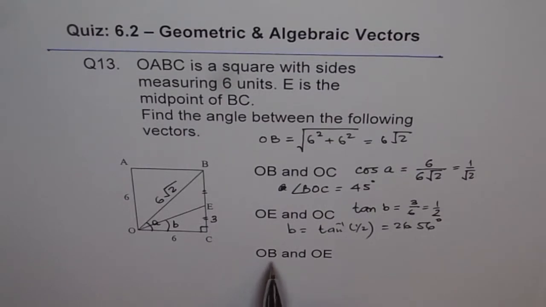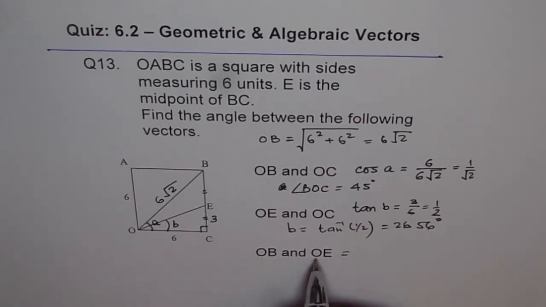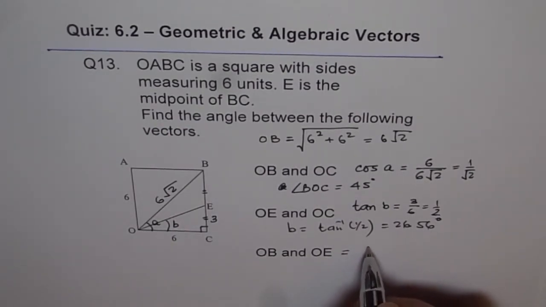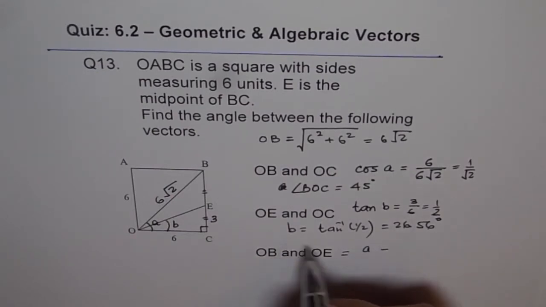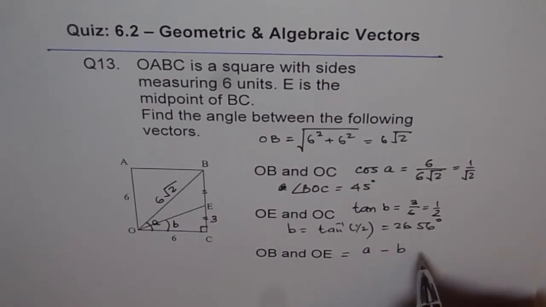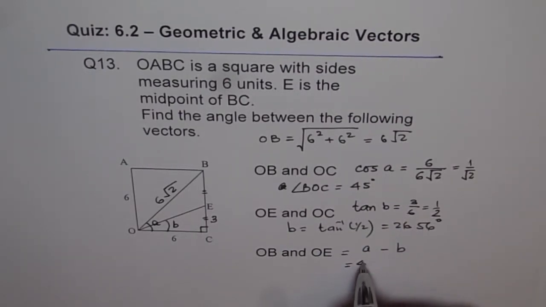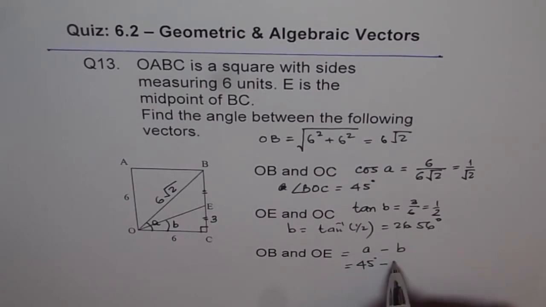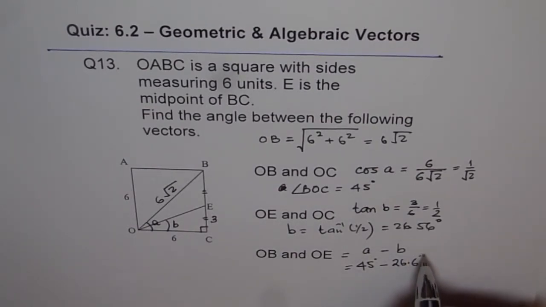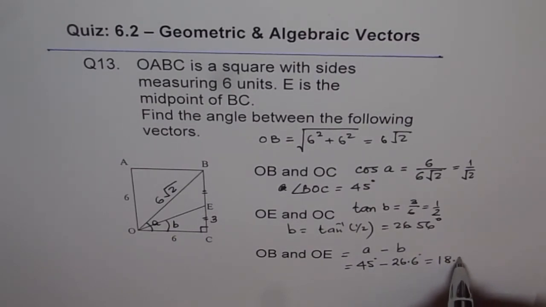Now the question is, what is the angle between OB and OE? So the angle between OB and OE is A minus B, right? A minus B, which is equal to 45 minus 26.6, let me round it to 6, right? So we'll do 45 minus 26.6, and that gives us 18.4. So this is equal to 18.4 degrees.